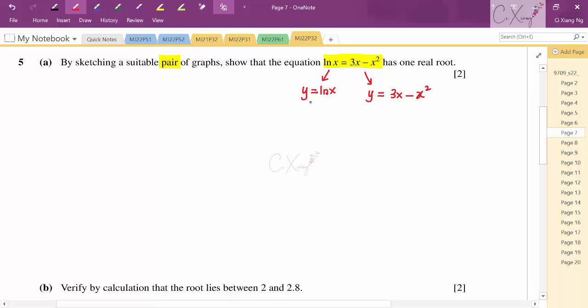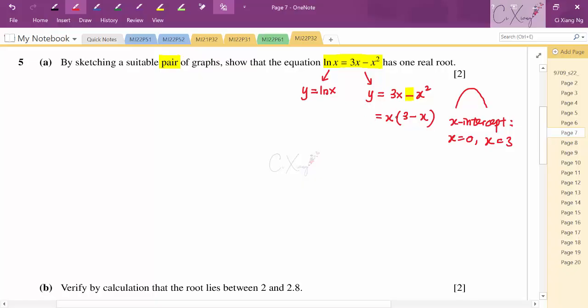To sketch ln x, I think it is quite simple and straightforward. For the other equation, generally it is a quadratic parabola. You can see that it is a quadratic curve, a parabola because of x squared. For x squared it should be a U shape, but when you have negative x squared, the negative tells us that we are going to have an N-shaped parabola. If I factorize the x, I get x times 3 minus x. So from this factorization, I know that the x-intercepts for this parabola will be x equals 0 and also x equals 3.